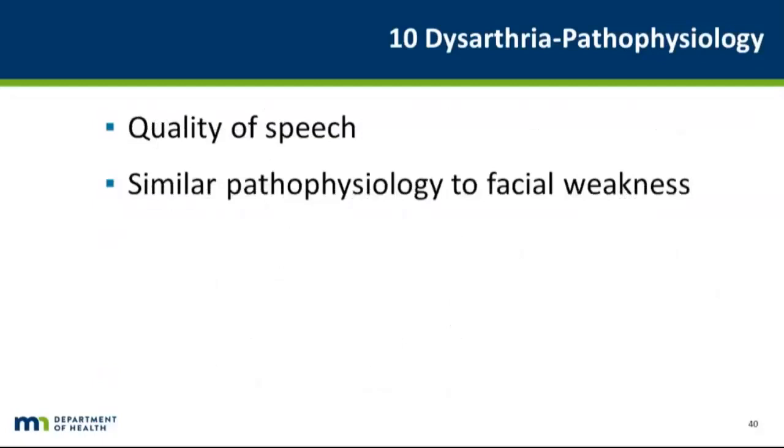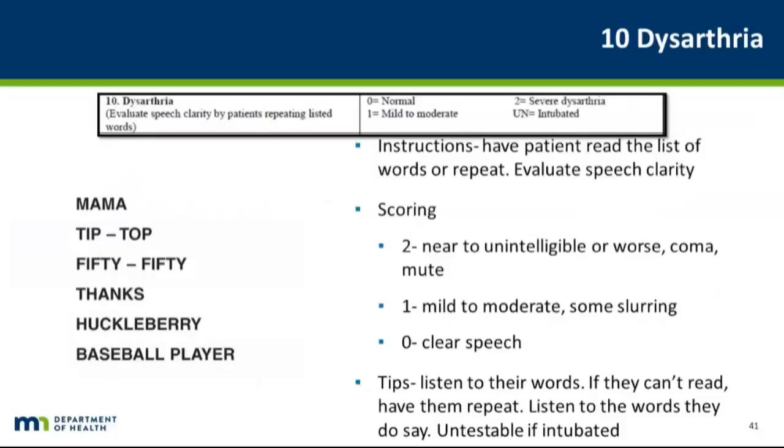Element 10 is dysarthria. This is looking at the quality of speech. Similar pathology here to what we reviewed for the fourth element, facial weakness. You score dysarthria by having the patient read the list of words or repeat. Here, you are evaluating speech clarity. A 2 is for near to unintelligible speech, coma, or mute. A 1 is for mild to moderate slurring, and a 0 is for clear speech.